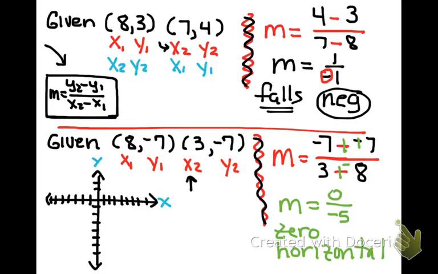Okay, so now we're going to plot our ordered pairs. So 8, negative 7, we're going to go over 8 and down 7. And if I put the tick marks correctly, we should have exactly 8 and 7 down. And then over 3 down 7. And then I'm going to put my line with my end arrows, and there is my horizontal line for the slope of 0, -5.